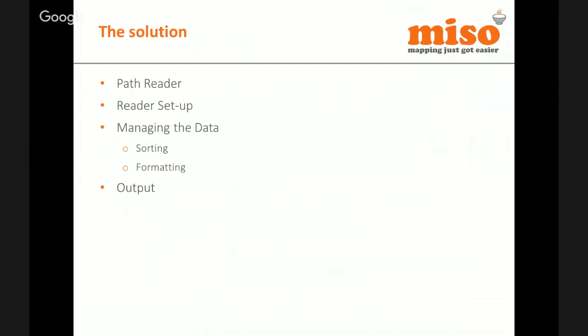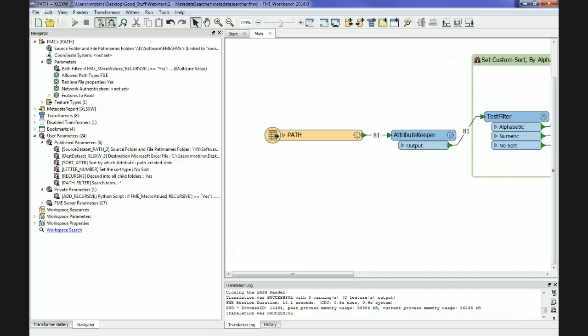Okay, so let's jump into FME. And here's our workspace. I'll go through the Navigator side first. We've got our FME path reader over here, and it's linked to one of our network drives where we store all our different FME versions, to use as an example.